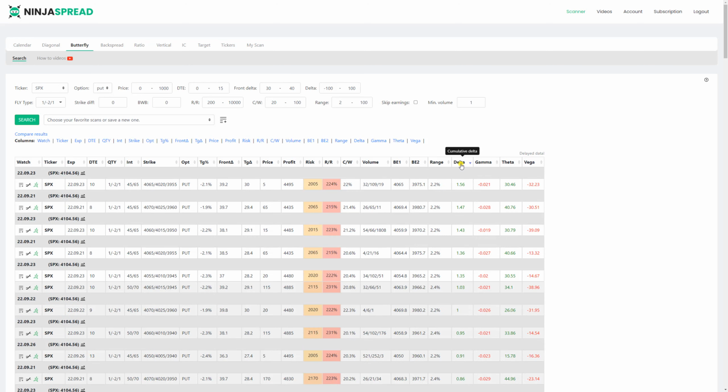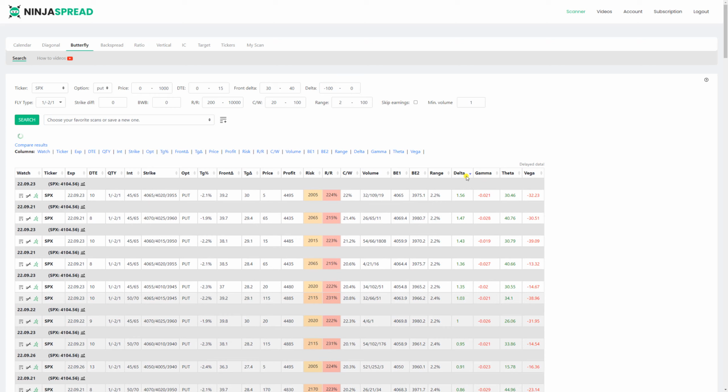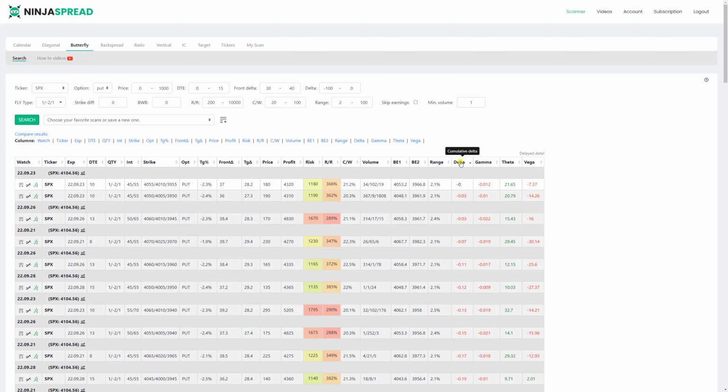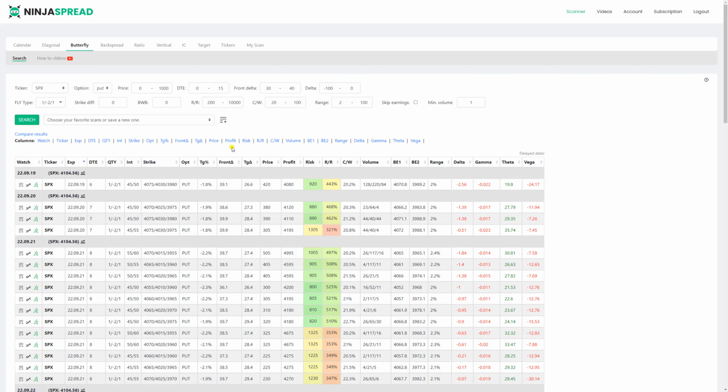Let's look at the delta. There are positive deltas. If I'm looking for only negative delta broken wing butterflies, I can set it to 0, and then it's looking for only negative deltas. See? There are no positive at all. So this is how you look for all the combinations in terms of broken wing butterflies.